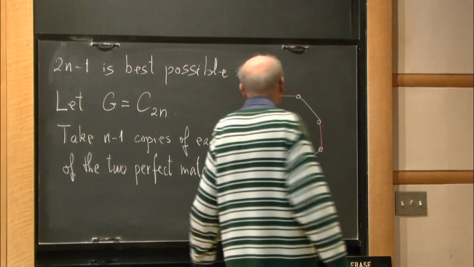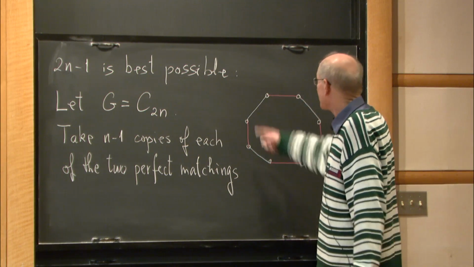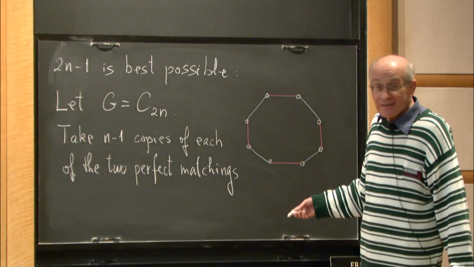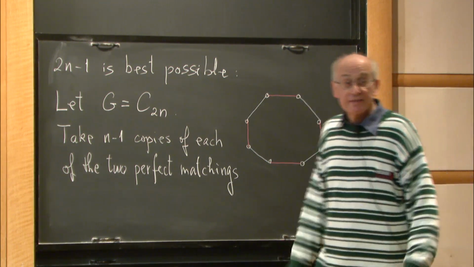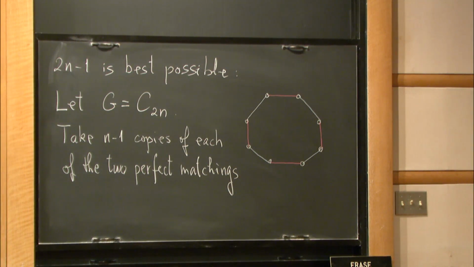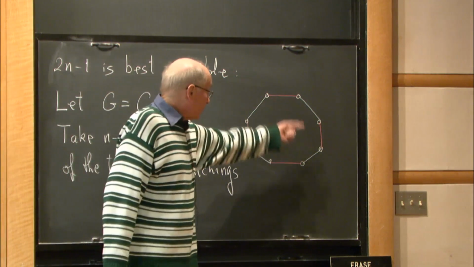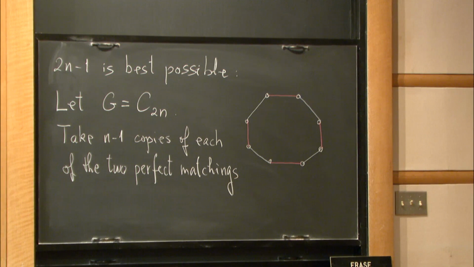And it's easy to see that there is no rainbow matching of size n, because any matching of size n in this graph must be either the red one or the blue one. So if I could find such a rainbow matching, I would have to choose n edges from the n minus 1 copies of that matching. So I would necessarily have to choose 2 of them from the same copy, which is not allowed by the rules of rainbow matching.